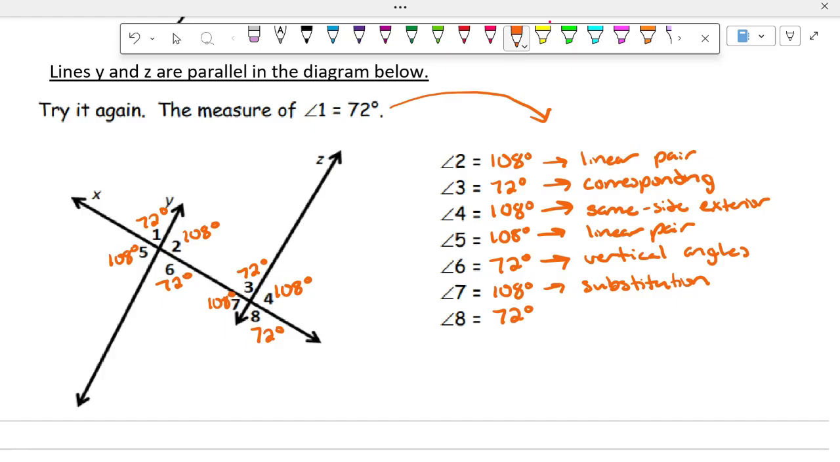Come on, guys. What's the connection? One and 8. Alternate exterior. Good. One and 8. So all of these relationships are in regards to angle 1.